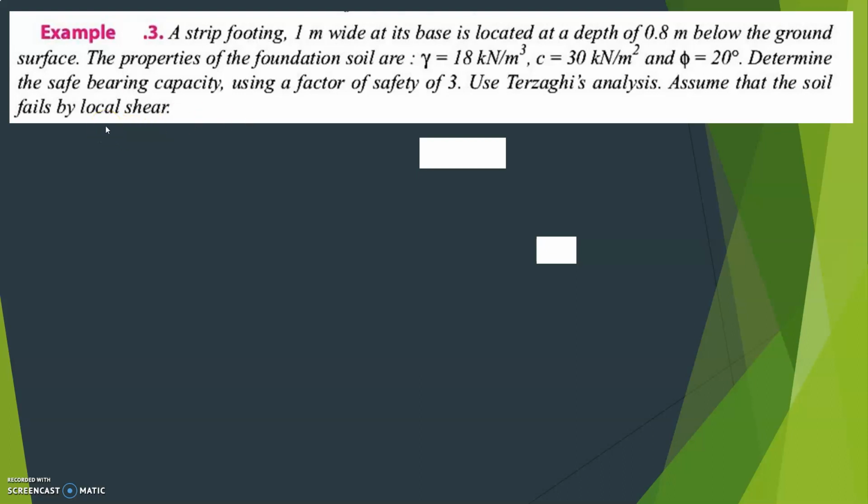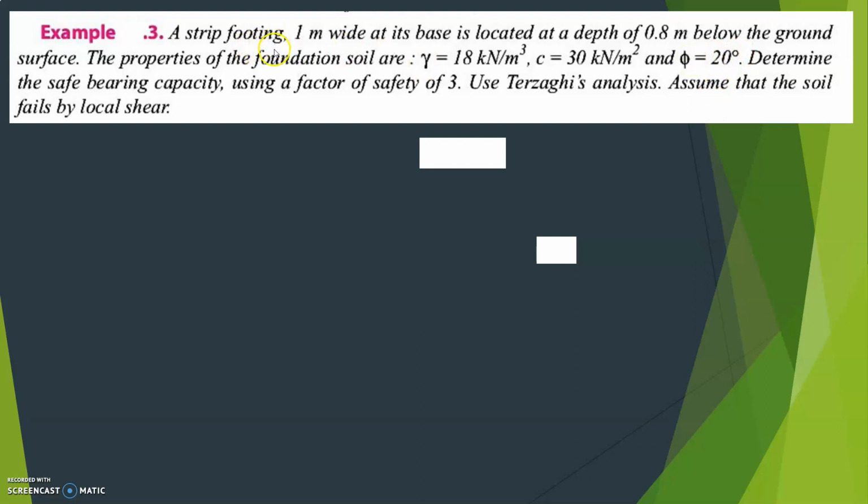Use Terzaghi's analysis. Assume that the soil fails by local shear. So in this problem, it is given that the soil fails by local shear, so you have to consider local shear values. What are the things you have to remember? You have to consider Nc', Nq' and Nγ'. And this is a c-phi soil, so those values also change. C' is equal to 2/3 of C, and tan phi' is also 2/3 of tan phi. Those values you have to consider.